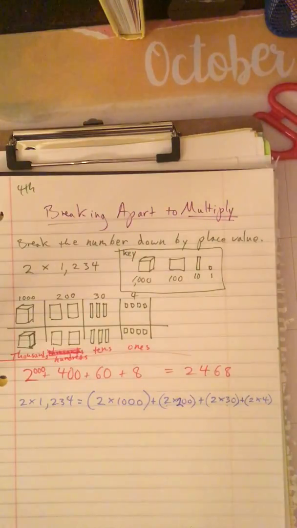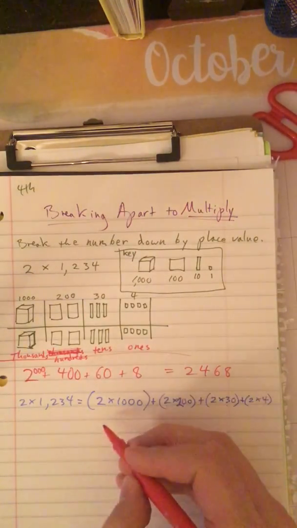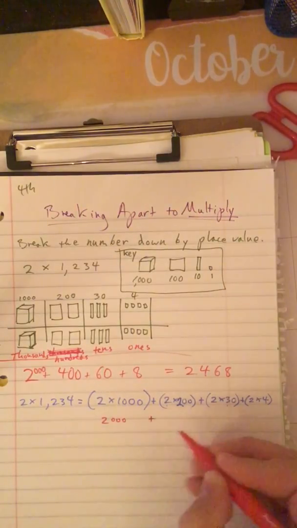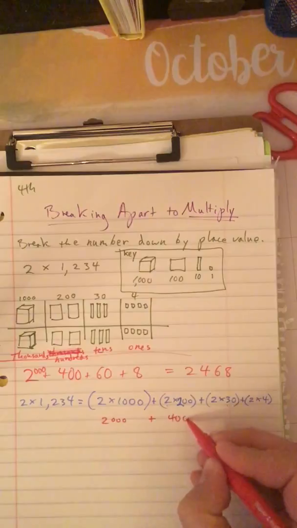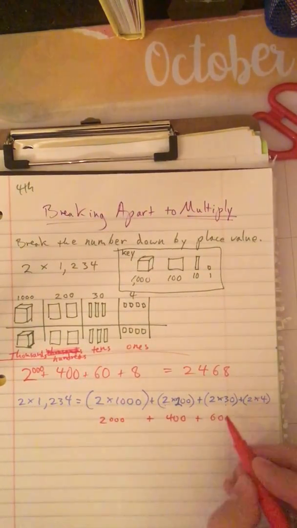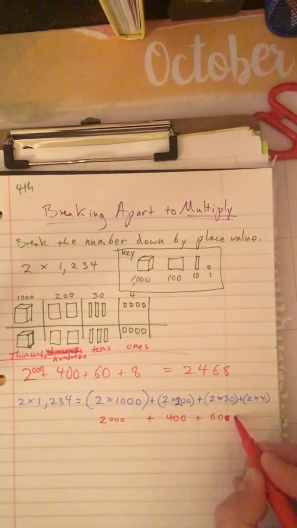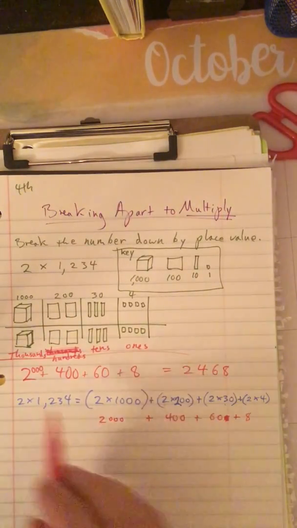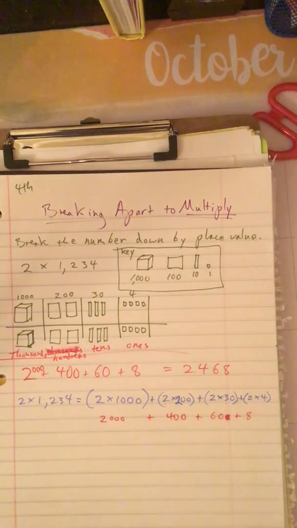If you don't believe me, I just showed you, but I'll write it down below here as well. This would be 2,000 plus 400 plus 60, and then this would be 8, just like we have up here, right? So breaking apart so that we can make sense of it, that's all we just did.